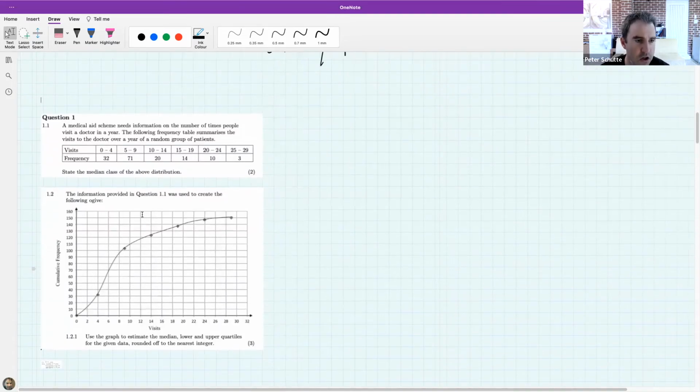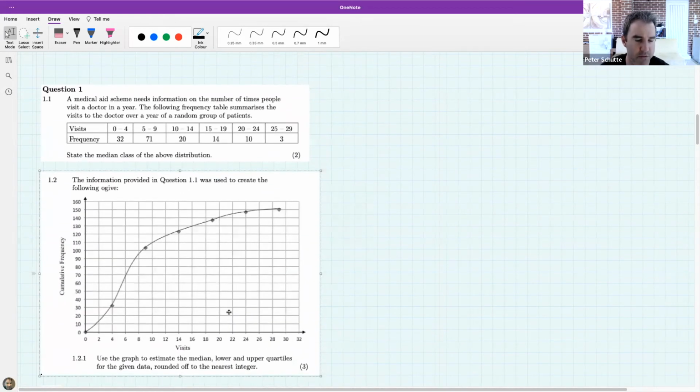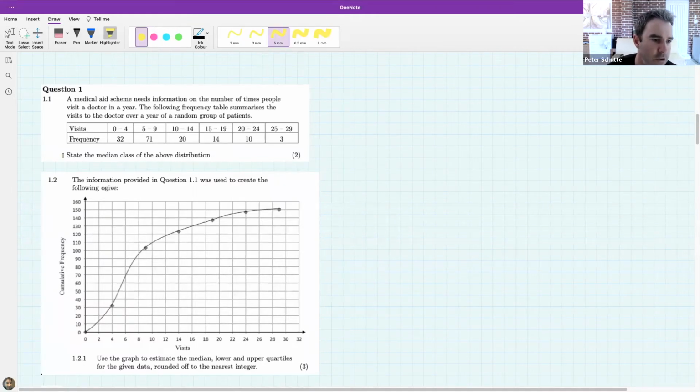So you are given a little story, and it looks like a lot of words, so let's read through it together first. A medical aid scheme needs information on the number of times people visit a doctor in the year. The following frequency table summarizes the visits to the doctor over a year of a random group of patients. So this is a grouped data table, so we're definitely dealing with grouped data. Below we see an ogive. Question 1: state the median class of the above distribution. I want everyone to answer that first.